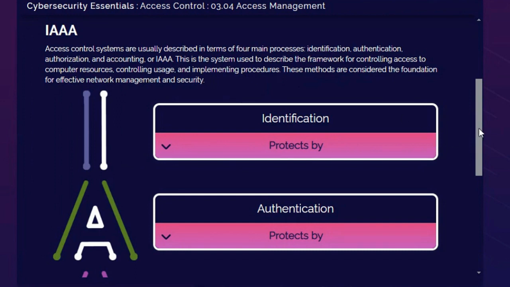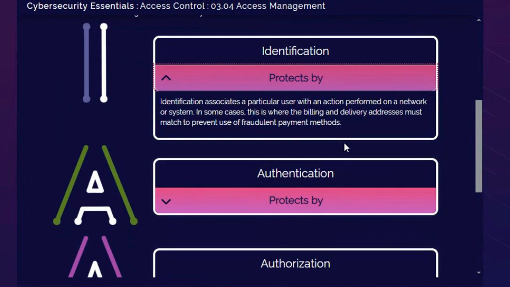So identification associates a particular user with an action performed on a network or system. In some cases, this is where the billing and delivery addresses must match to prevent the use of fraudulent payment methods.